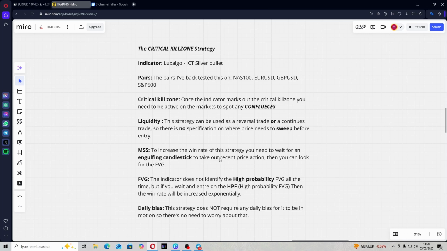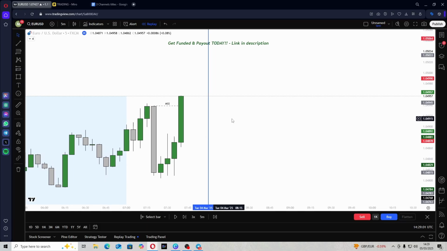Now all we've got to do is so simple. Once we've got the market structure shift and it's an engulfing candlestick that took it out, what we need to do now is look for the fair value gap. We need to look for the high probability fair value gap. But as you can see right here, it says the indicator does not identify a high probability fair value gap all the time. So from that, you need to start identifying the fair value gaps by yourself.